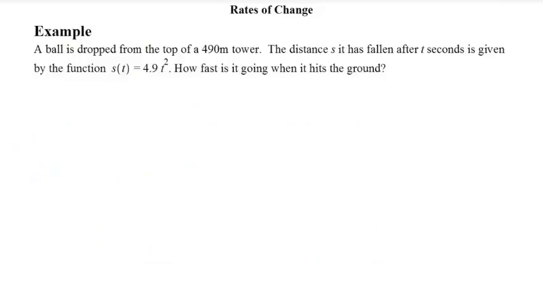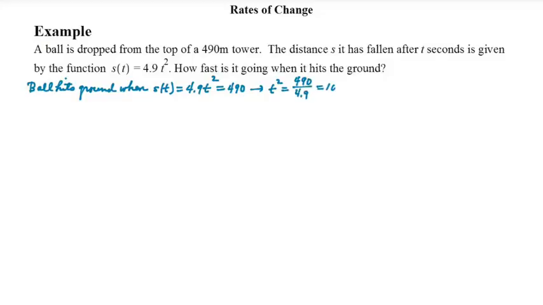Suppose we drop a ball from the top of a 490-meter tower. The distance it has fallen after t seconds would be given by the function 4.9 t squared. How fast is it going when it hits the ground? Well, the first thing that we need to do is determine when it hits the ground. And for that, we'll set the value of the function equal to 490 and solve for t. So we'll have t squared is 490 divided by 4.9, which is 100. And then taking the square root, the ball will hit the ground when t is equal to 10, or after 10 seconds.